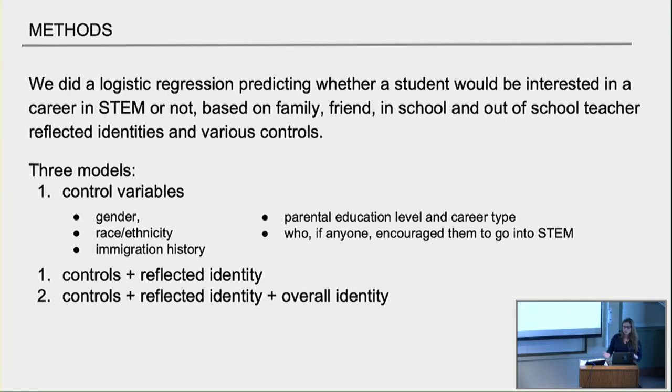To answer our question, we did a logistic regression predicting whether a student would be interested in a career in STEM or not, based on family, friend, in-school, and out-of-school teacher-reflected identities and various controls. We built three models. The first model we built was just on the controls, which accounted for gender, race and Hispanic ethnicity, immigration history, parental education level, and career type, and who, if anyone, encouraged students to pursue STEM. The second model we built was the controls and the reflected identity questions. And the third model we built was the controls, reflected identity, and a question of overall STEM identity, where the question is, do I see myself as a STEM person?